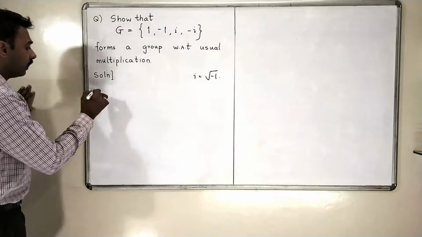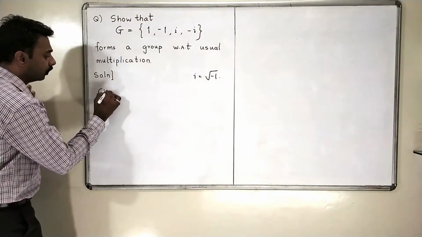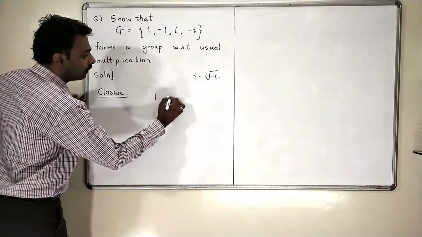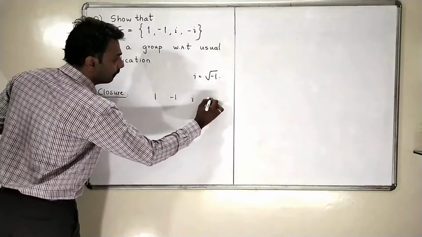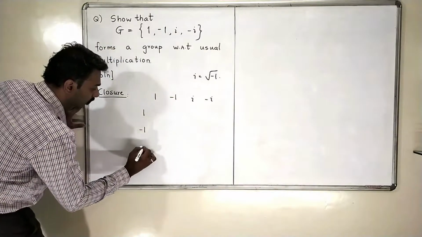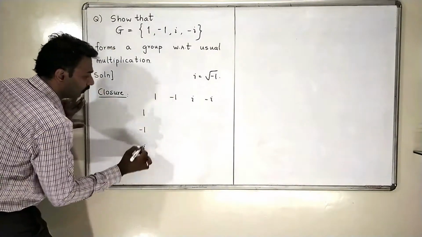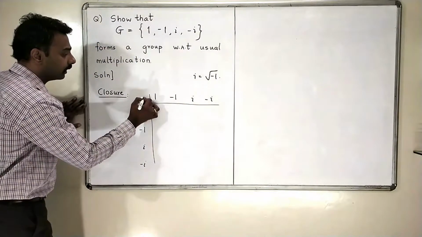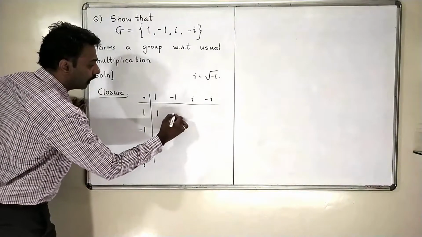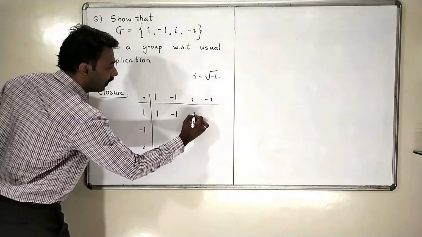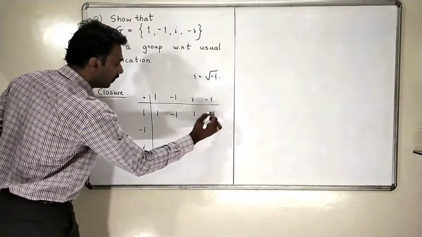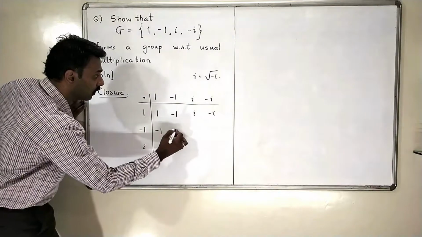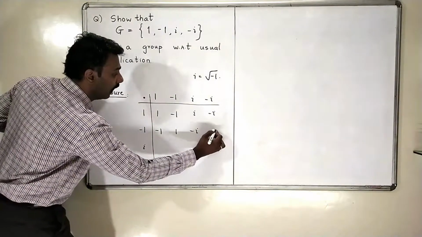So now if I look at this set and try to check the closure, as usual I will do the same thing. I will write the four elements and prepare a table of this, and show that all the entries in the table are again either 1, minus 1, i or minus i. So I'm going to multiply them. So 1 into 1 is 1, minus 1 into 1 is minus 1, i into 1 is i, and 1 into minus i is minus i. Similarly, multiplying minus 1 to all the elements gives minus 1, 1, minus i.